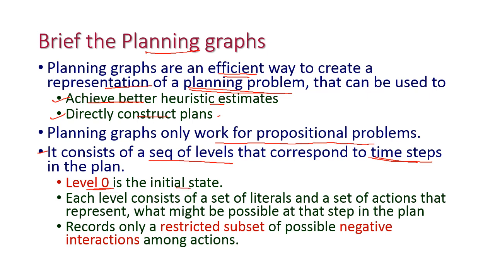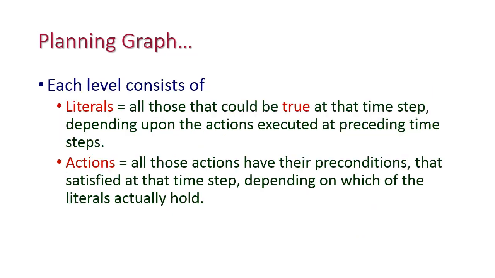Each level consists of a set of literals and a set of actions that represent the possible steps in the plan, and it records only a restricted subset of possible negative interactions among the actions. In a planning graph, each level consists of a set of literals. All these literals could be true in the time step, depending upon the actions executed at the preceding time step.